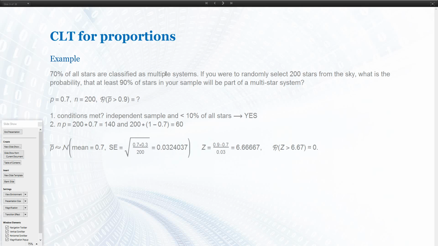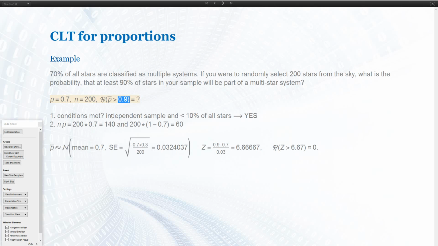So we know, say again? The success probability, thank you, is 70%. That's the property of the population. We have n equals 200, and we are asking what is the probability to get a mean value of p in our sample larger than 0.9.